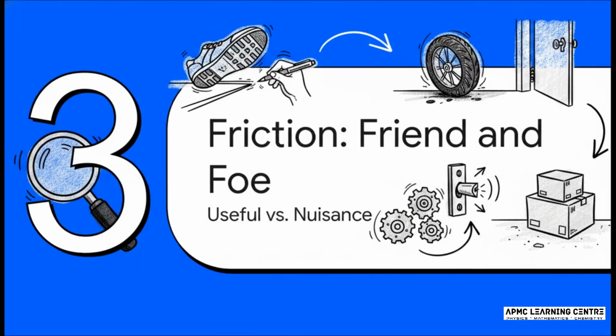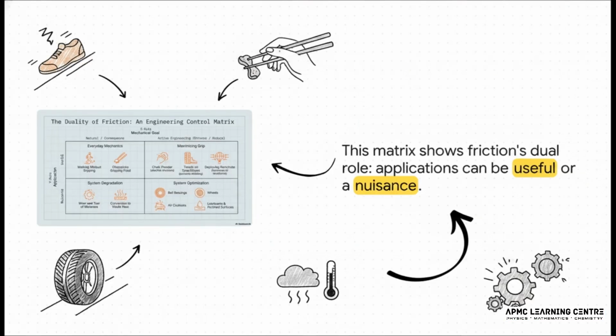Okay, we've got the mechanics down. Let's zoom out from the physics problems, because this force plays this constant kind of dual role in our everyday lives. And this chart just illustrates that split personality perfectly. On one hand, friction is our absolute best friend.